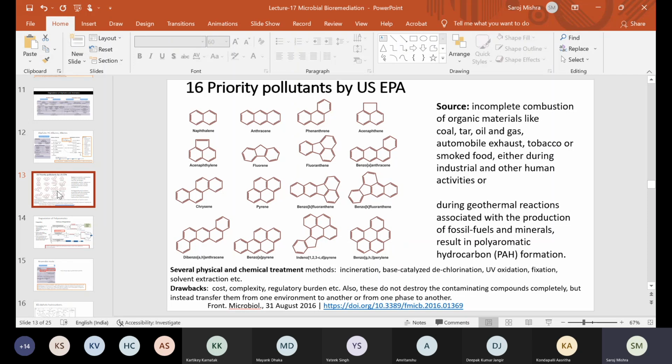Now, when you look at the aromatic compounds, there are a lot of these ringed compounds which are released because of incomplete combustion of fuel. It could be coal, or it could be tar, oil and gas, etc. All of these are present in the environment, and they also make up for the air pollution.